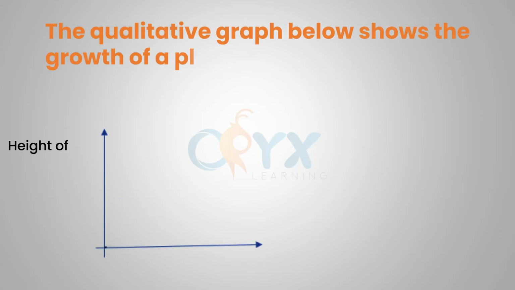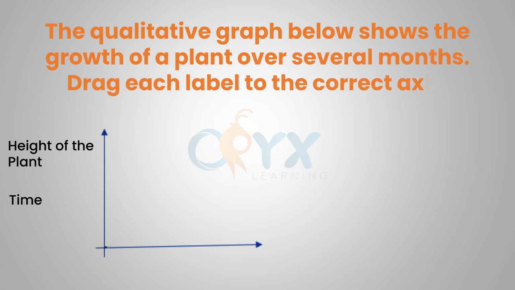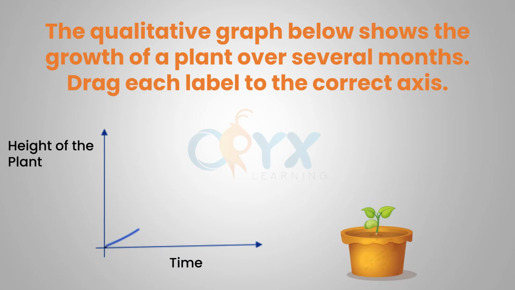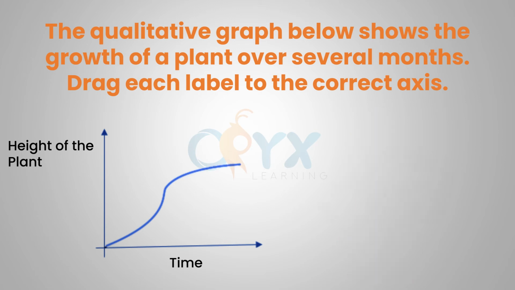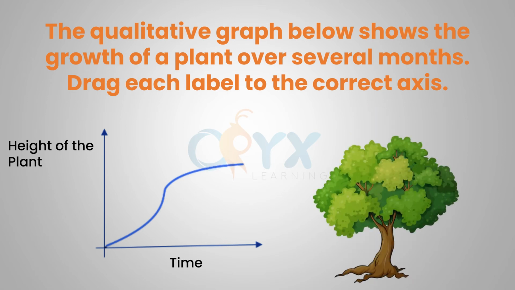The qualitative graph below shows the growth of a plant over several months. Drag each label to the correct axis. The height of the plant, in this case, would be the y-axis label, and time would be the x-axis label. The x-axis is always the independent variable. In this case, time is our independent variable. The y-axis is always the dependent variable, and the dependent variable is the height of the plant, as the height of the plant depends on the amount of time.